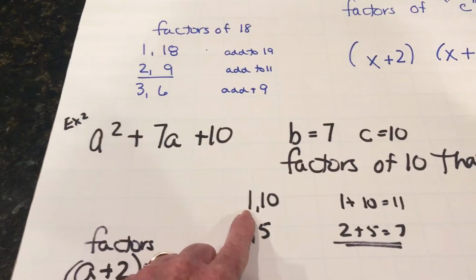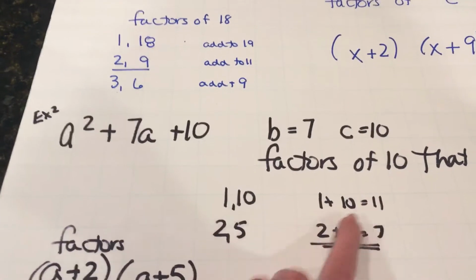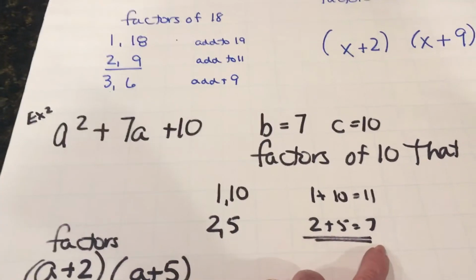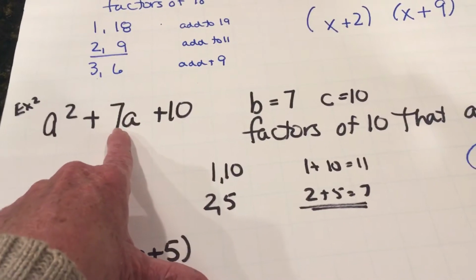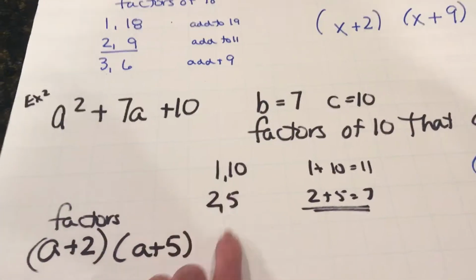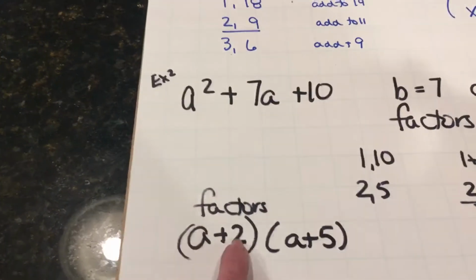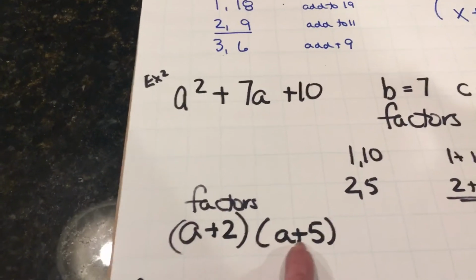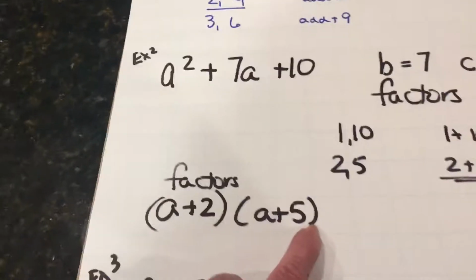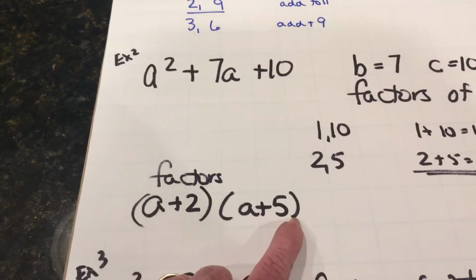And then when we add those, 1 plus 10 gives me 11. 2 plus 5 gives me 7. We're looking for it to give me 7. So these are my factors. So it becomes A plus 2 times the quantity A plus 5. Again, you're going to check your answers by FOIL to make sure they're right.